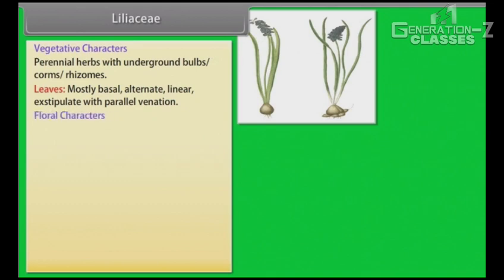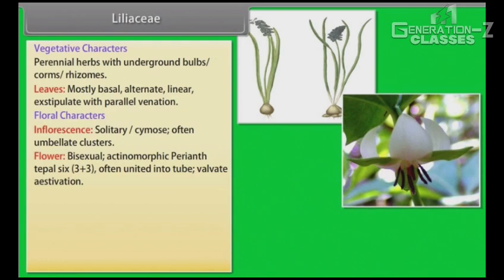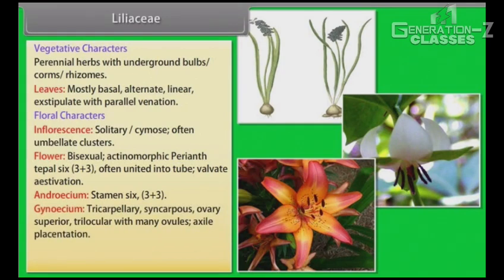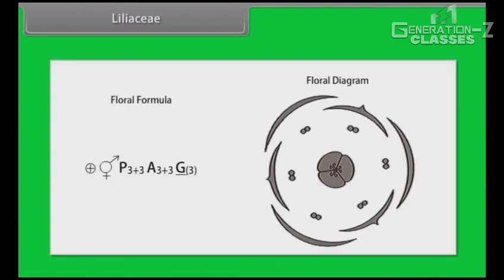Floral characters: inflorescence solitary, cymose, often umbellate clusters. Flower bisexual, actinomorphic. Perianth tepals 6 (3+3), often united into two whorls, valvate aestivation. Androecium stamens 6 (3+3). Gynoecium tricarpellary, syncarpous, ovary superior, trilocular with many ovules, axile placentation. Fruit a capsule, rarely berry. Seeds endospermous. Floral formula is shown, and this is the floral diagram.